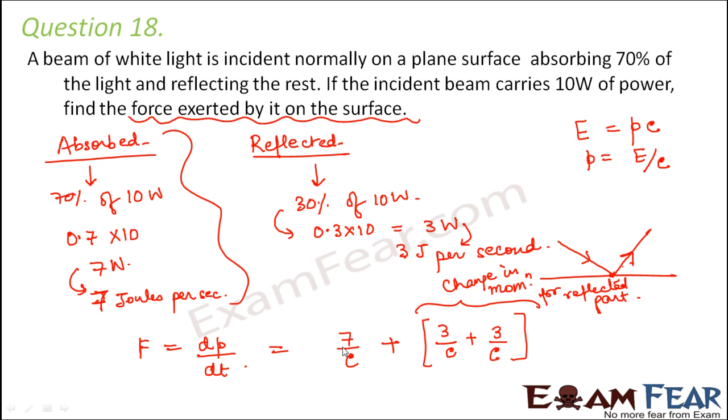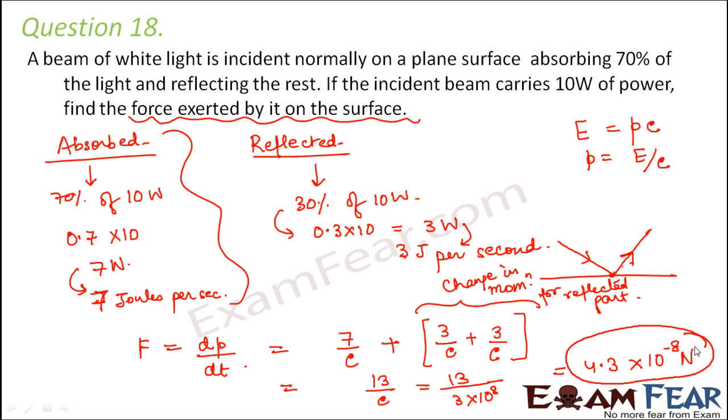So therefore the net change in momentum is 7 by c plus 3 by c plus 3 by c, correct? So now if you look at this, this is going to be 13 by c. Now c is 3 into 10 to the power 8 meter per second. So this comes out to be 4.3 into 10 to the power minus 8 newtons.